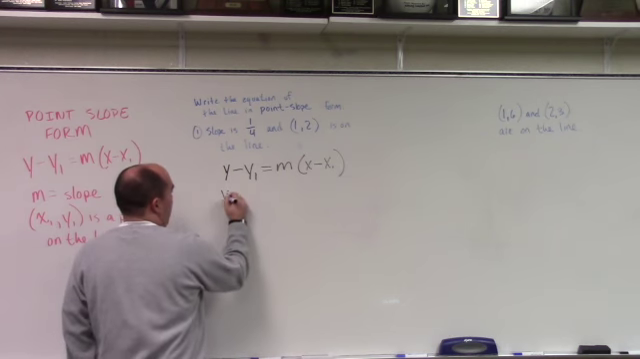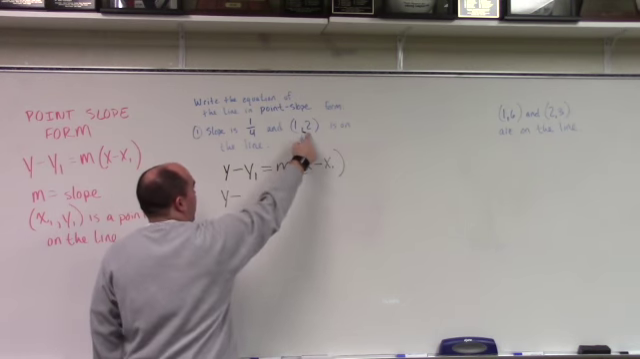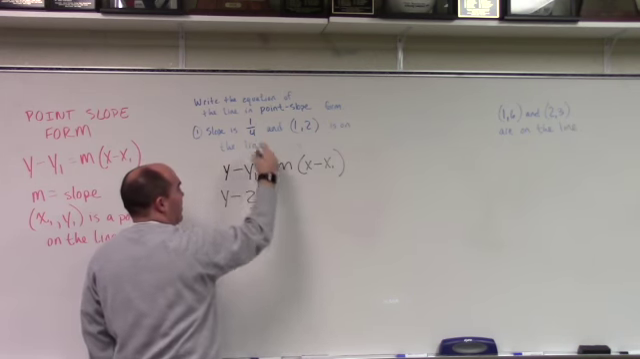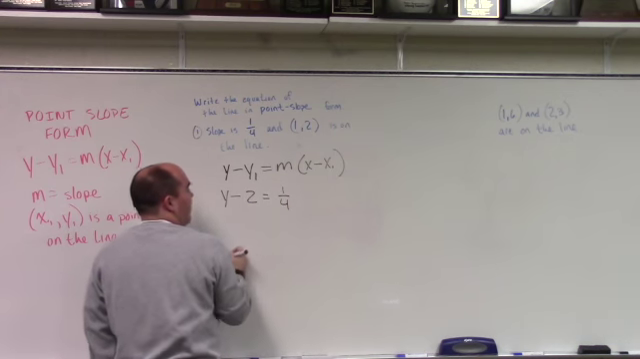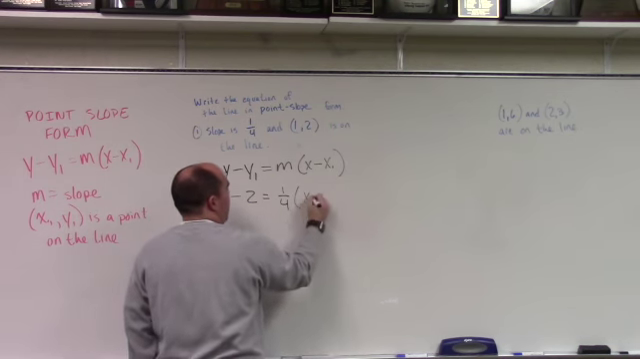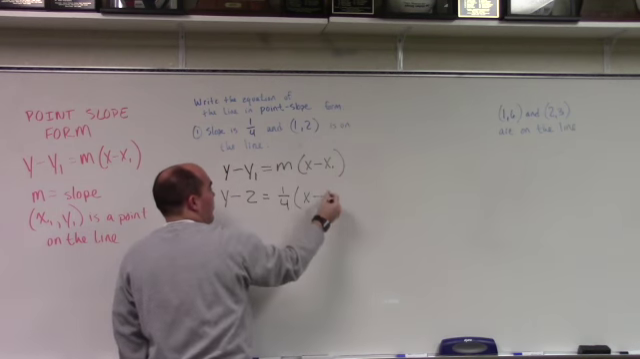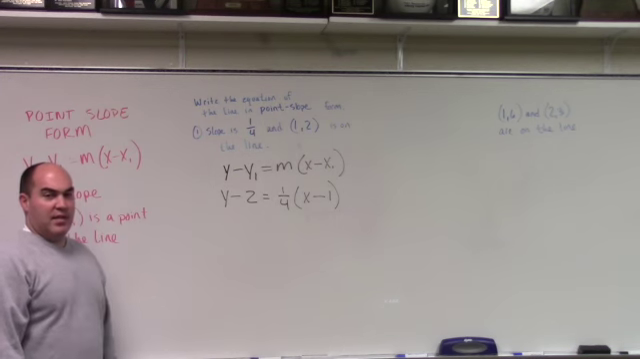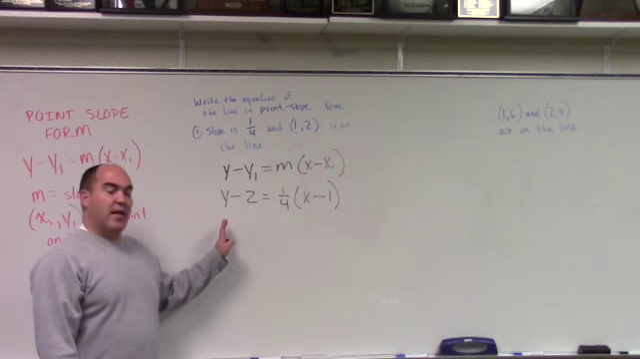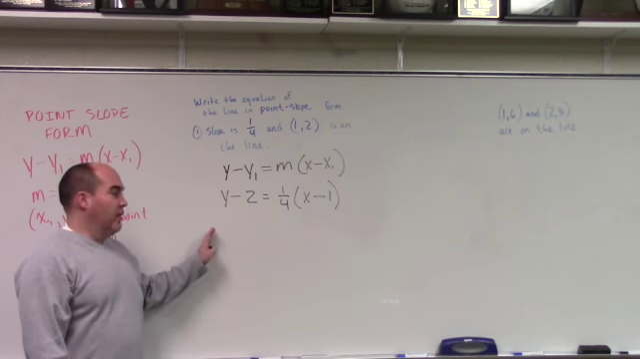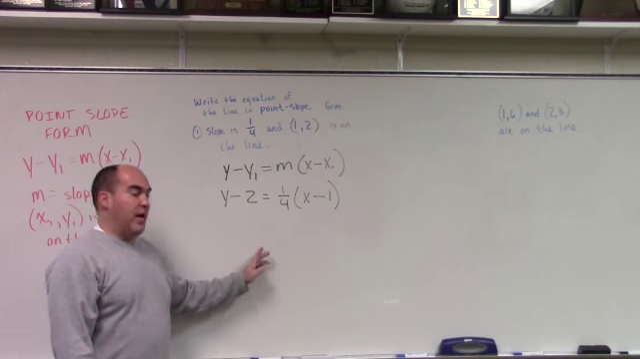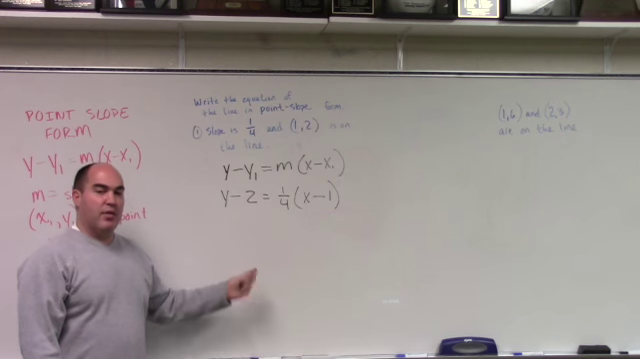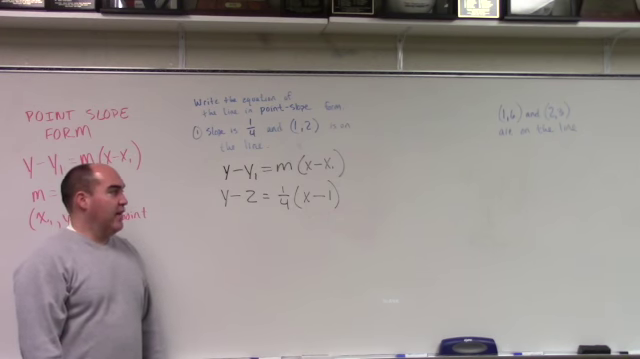So I'm going to write down y minus, well, my y value is 2. So I just put in a 2. Okay, m, my slope is 1/4. So I just write in the 1/4. And then I have x minus, my x value is 1. So all I have to do is just fill in the pieces. It's nice and simple. If I wanted to get this to slope-intercept form, then I could just solve it all the way for y. I would do distributive property and then add the 2 to the other side, and it would be in slope-intercept form if I needed it in that form.